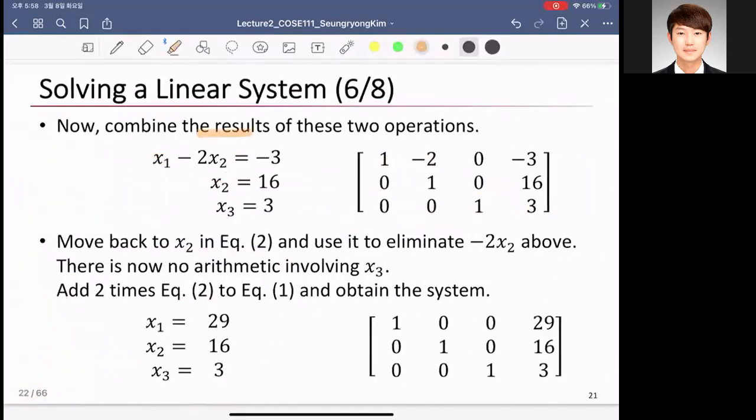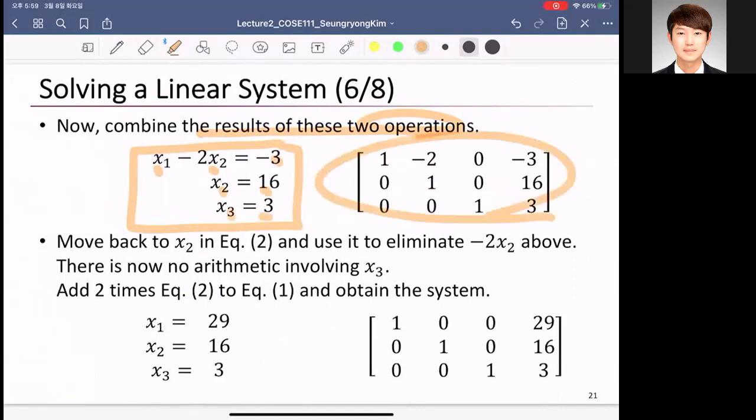And combining the results of these two operations, we have a new linear system: x1 minus 2x2 is equal to -3, x2 is equal to 16, x3 is equal to 3. Then the corresponding augmented matrix looks like this. The last terms here, right? Then how can we solve this one? We can use the second equation or the third equation.